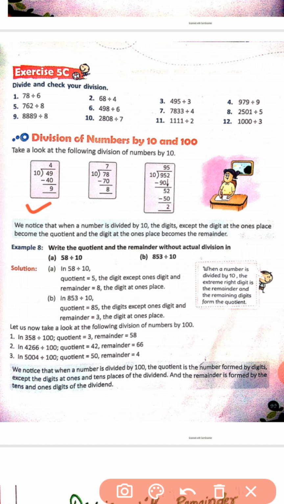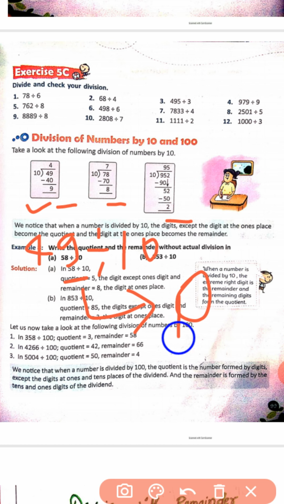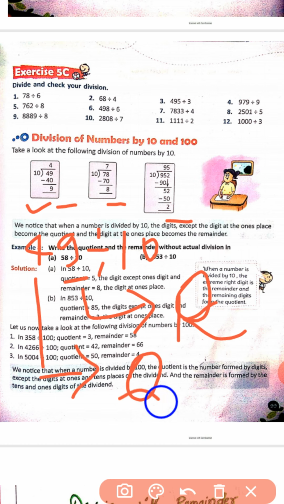After dividing 49 by 10, we get remainder 9, and when we divide 78 by 10, we get remainder 8, and when we divide 952 by 10, we get remainder 2. So what do we observe here? When we divide 49 by 10, the ones place digit will be the remainder, and the remaining digit will be the quotient.